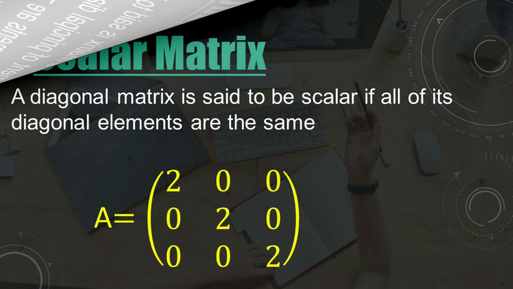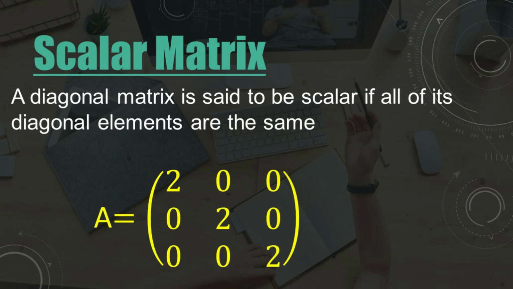The next one is scalar matrix. A diagonal matrix is said to be scalar if all of its diagonal elements are the same. So the main diagonal should have the same elements, and the others should be zero. Right, so we can pull the 2 out, so it will be again 1 0 0, 0 1 0, 0 0 1. So the diagonal matrix is scalar if all its other elements are 0, and the main diagonal elements should be the same.